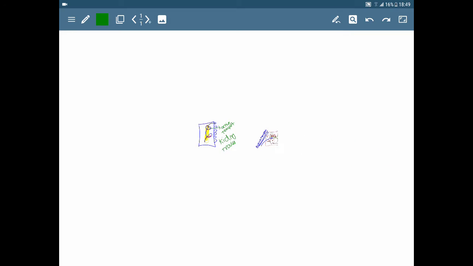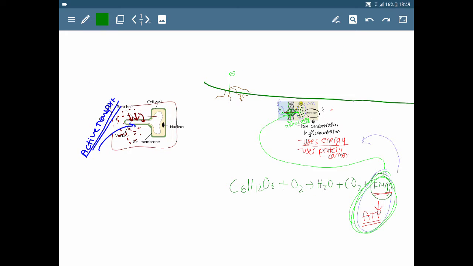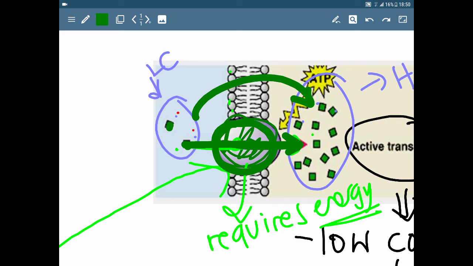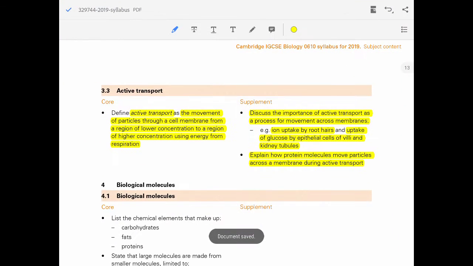Okay, so this process can also happen with proteins. So just think of these two particles as proteins. Obviously the protein carriers are going to allow them to enter here, and they're going to pass from here to here. And it's obviously from low concentration to high concentration using the protein carrier. That's it.